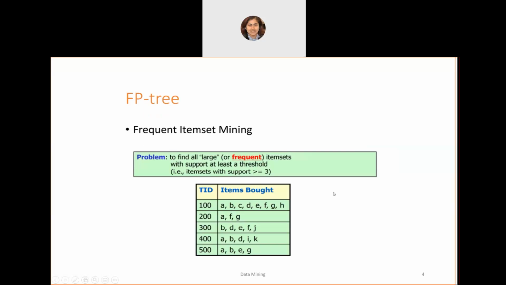So let's take the same example that I was showing in the first slide. Suppose this is your transaction given, 5 transactions, and the support threshold we are considering is greater than or equal to 3. Any support count less than 3 will be discarded. Just remember that.